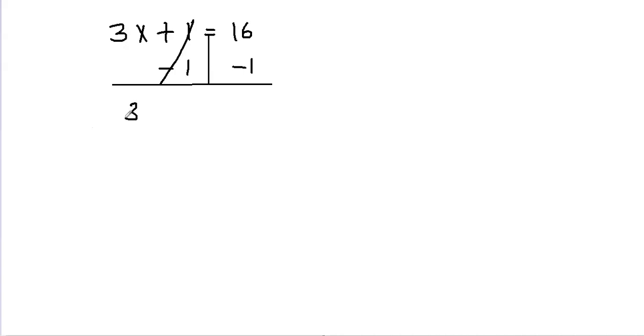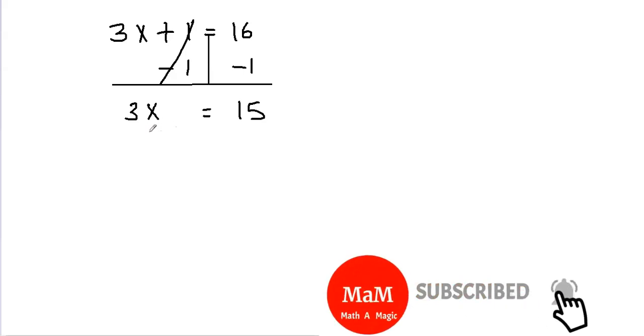We're left with 3x on the left-hand side. Then we have the equal sign in the middle. And then 16 minus 1 gives us 15. So now you see that this is just a one-step equation. We only need one more step in order to get the variable x by itself.